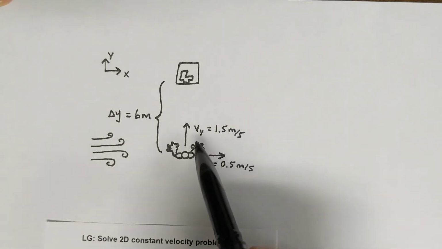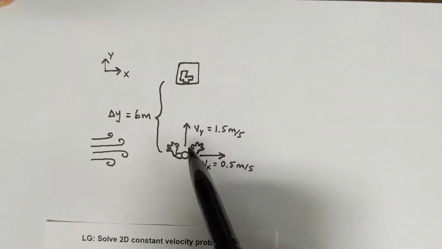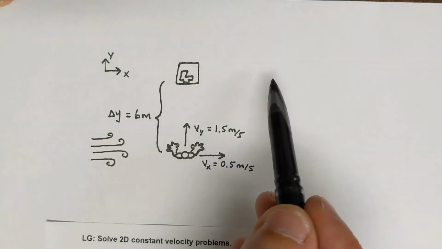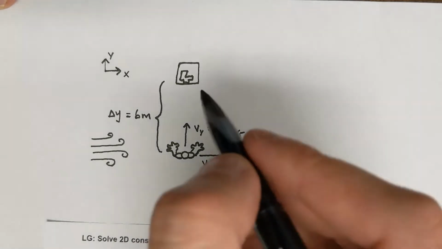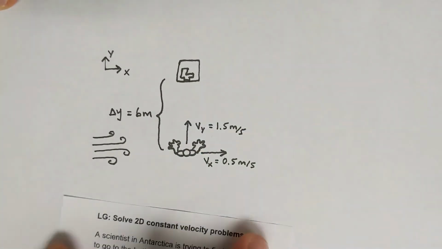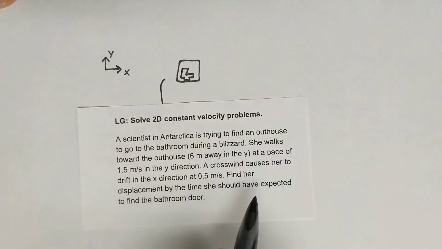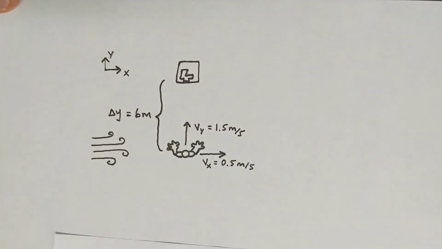Even though the scientist doesn't know that she's drifting, she's going to be moving towards the side in a diagonal way, and she's going to miss the bathroom. She'll never find the bathroom. Okay, so we want to know what is her displacement by the time that she should have expected to find the bathroom door. Okay, so notice this is important.